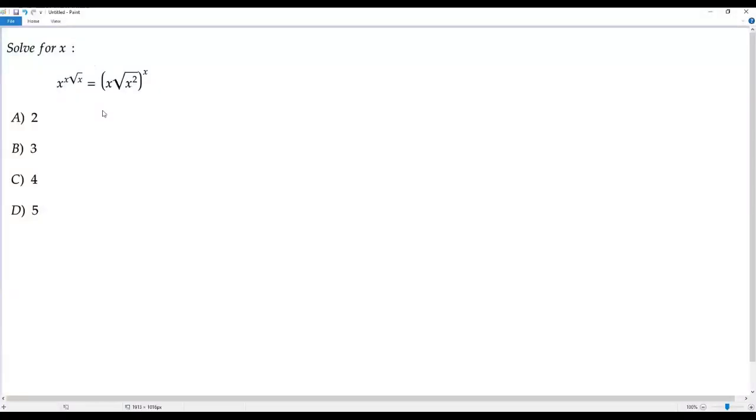Here we have an exponential equation. In this exponential equation, we have to solve for x. That is, we have to find the value of x. Okay, let me write the given exponential equation as it is.